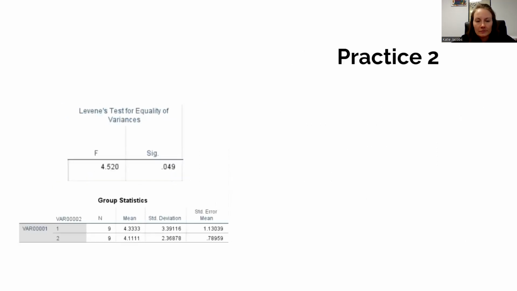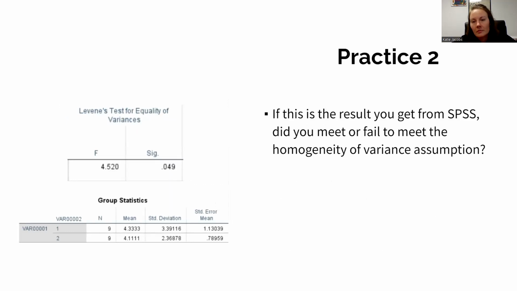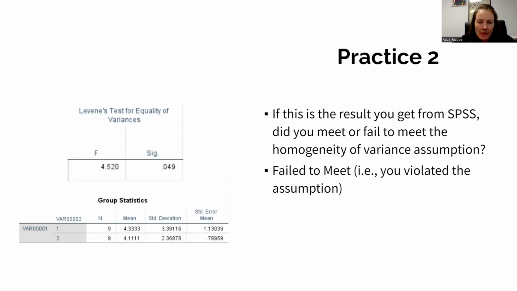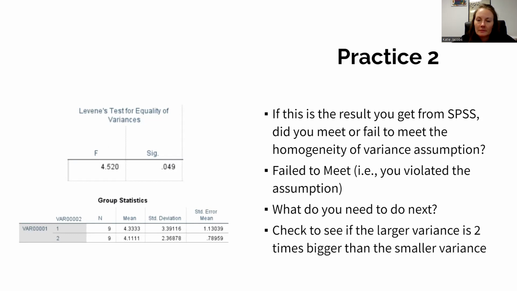Okay, so practice 2. If you get this result from SPSS, did you meet or violate the homogeneity of variance assumption? We failed to meet. In other words, we violated it. That's because our p-value is less than 0.05. So what would you need to do next? You need to check to see if the larger variance is 2 times bigger than the smaller variance.